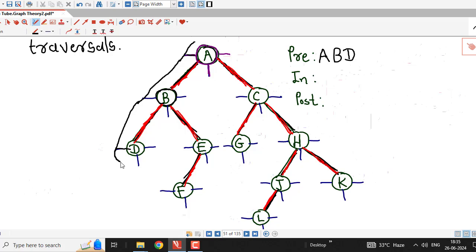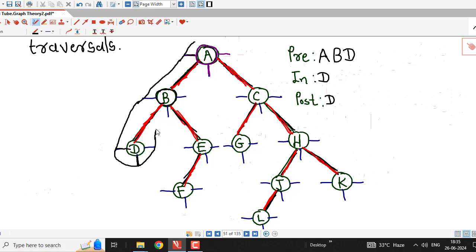Now we will go in this direction. So here it touches this line, and this line for D is for in order. So I will write D for in order. After that I will go in this direction, and we can see this curve touches the line for post order, and the corresponding vertex is capital D. So we will write capital D in post order also.